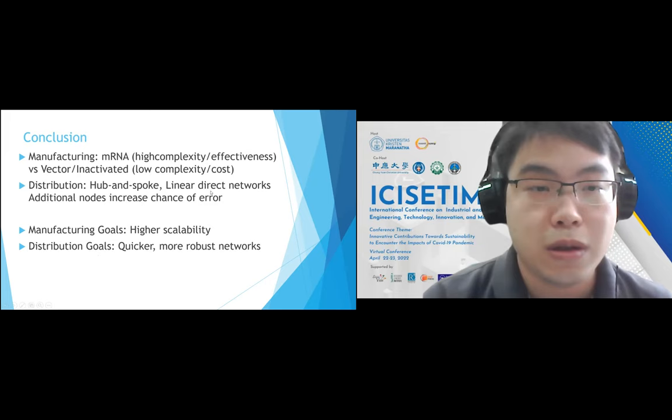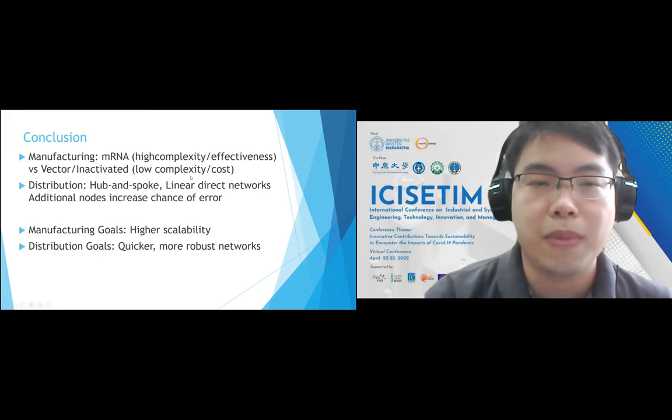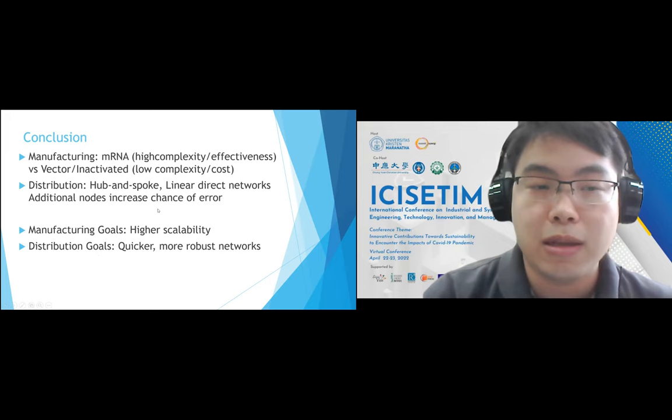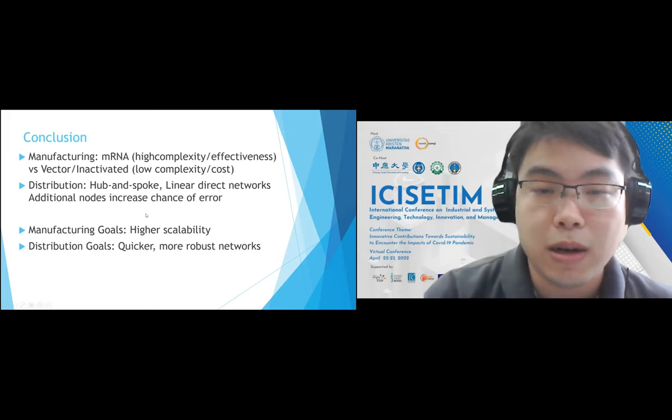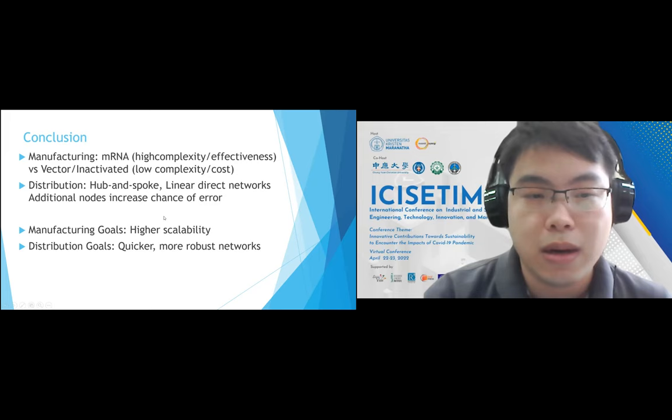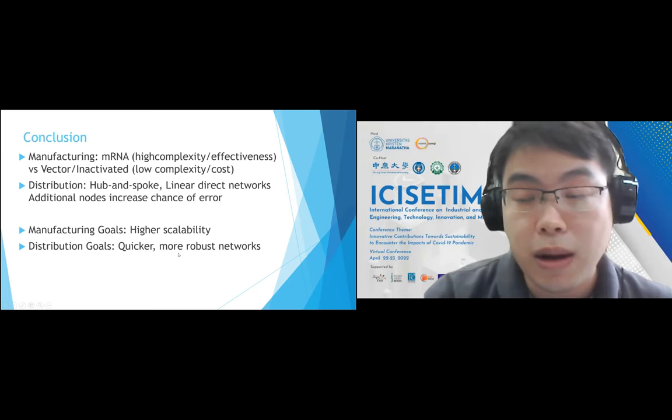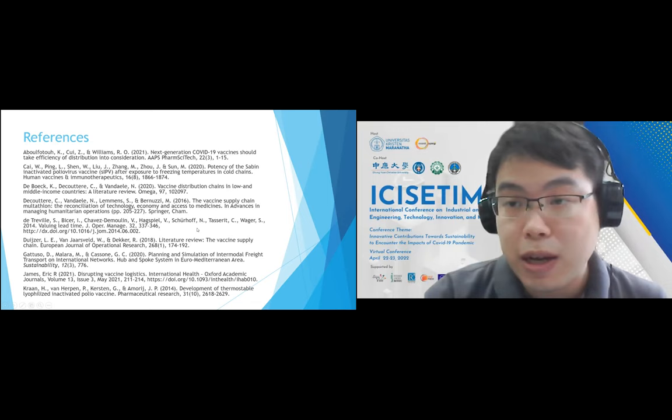So the conclusion to what this survey covered was that mRNA was very taxing in terms of manufacturing. Distribution was based on a hub and spoke system with a trend for linear direct networks. With additional nodes, there are increased chances of errors, but with fewer nodes, there is an increased chance of constriction. Goals include higher scalability to make these networks larger in the future, and the distribution goals in general would be for quicker and more robust distribution networks. And that was my presentation. Thank you very much for your time.